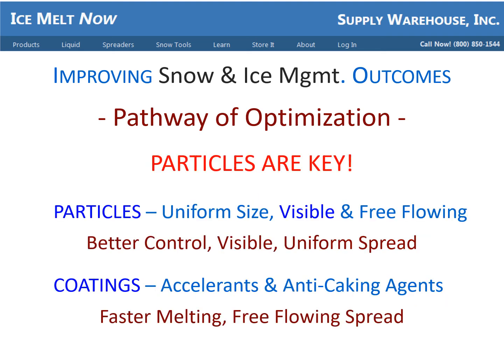Particles are key to optimization. They are what is broadcast. What is desired is uniform size particles with no dust, clumps, and chunks, and highly visible and free-flowing particles to give a better controlled spread pattern. Coatings on your particles with accelerants and anti-caking agents help give faster melting and a free-flowing, controllable spread.